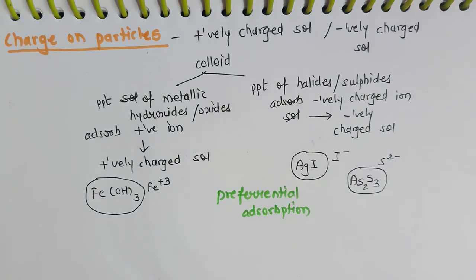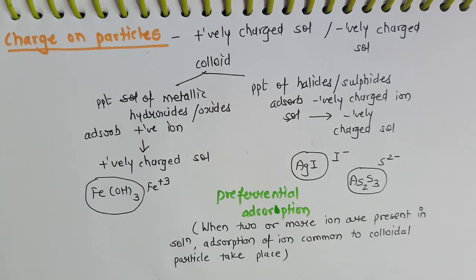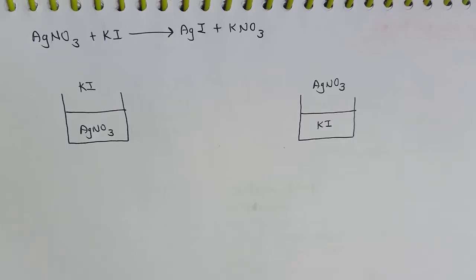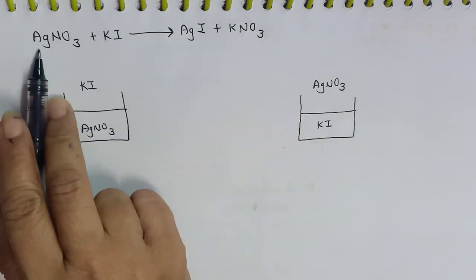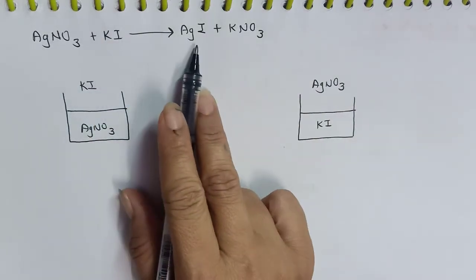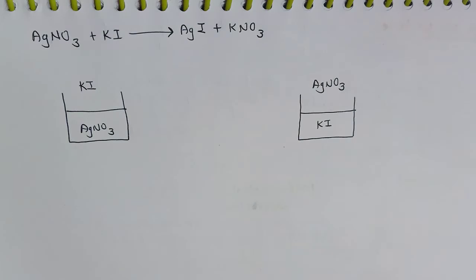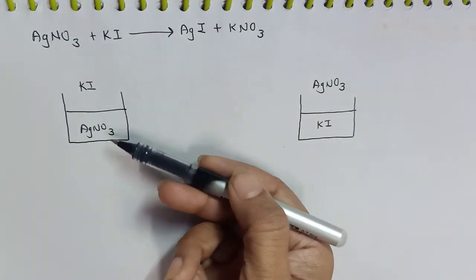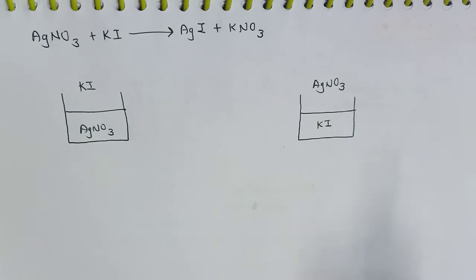Now that means only that ion will be adsorbed by the precipitate which is common to both. So now we will discuss an example of preferential adsorption and try to understand in detail how this process takes place. We'll discuss one very simple reaction. Silver nitrate reacting with potassium iodide to give silver iodide precipitate and potassium nitrate. This can be done by either adding potassium iodide to silver nitrate or silver nitrate to potassium iodide.